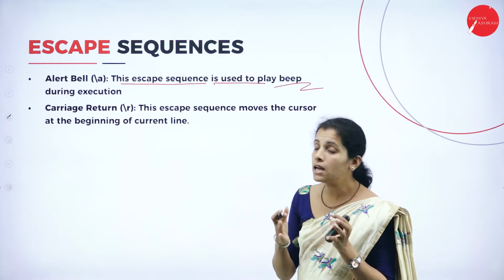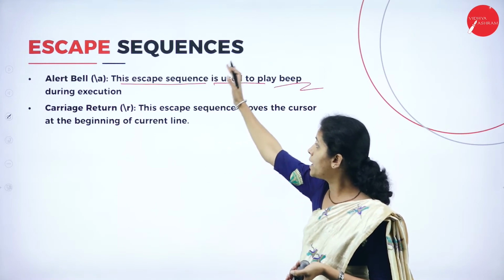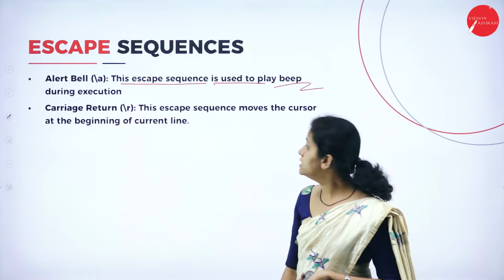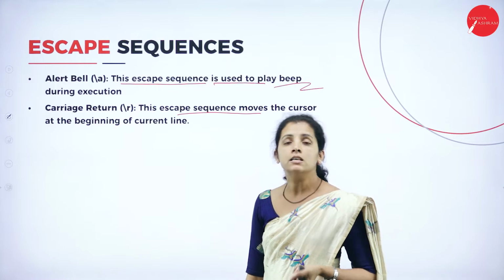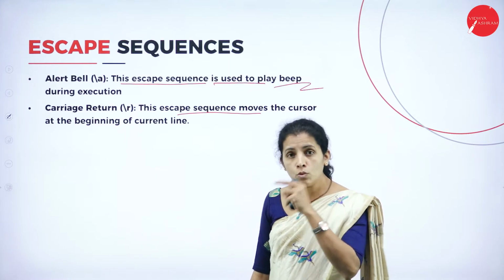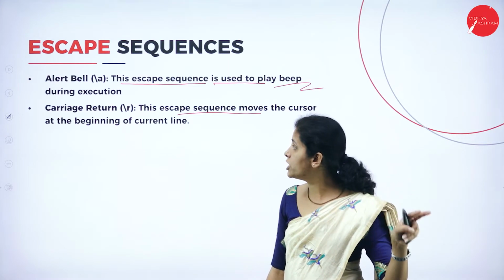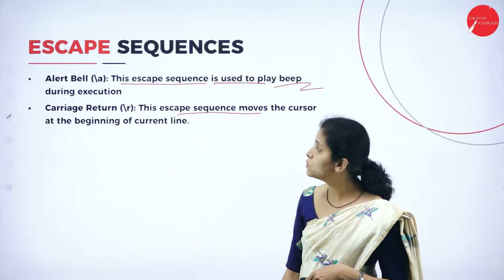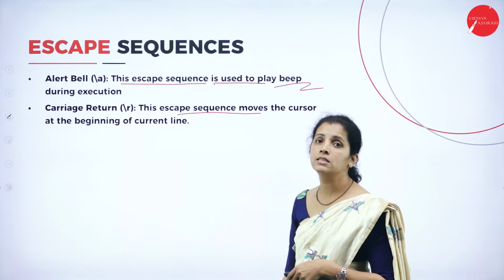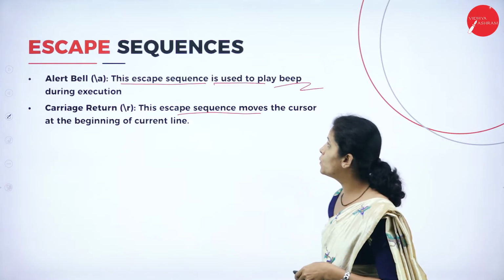Another example for an escape sequence is carriage return. This escape sequence moves the cursor to the beginning. Suppose I want to move the cursor to the beginning of the line, then I'm going to use \r. So these are the escape sequences supported by the C program.